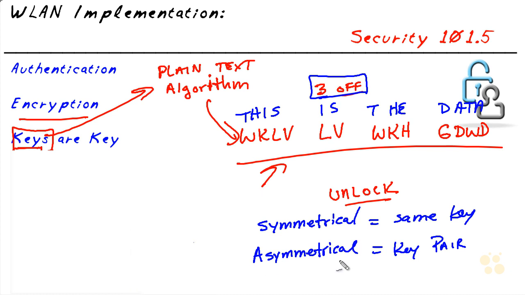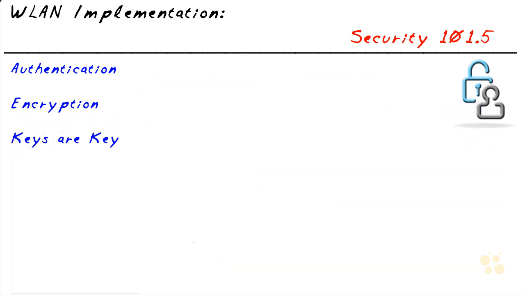So with an asymmetrical algorithm, we could use one key to encrypt the data and the corresponding but different key to decrypt that data. Asymmetrical algorithms are more secure, but they take a lot more CPU to pull off. A very big part of managing security is managing the keys and keeping them secure.